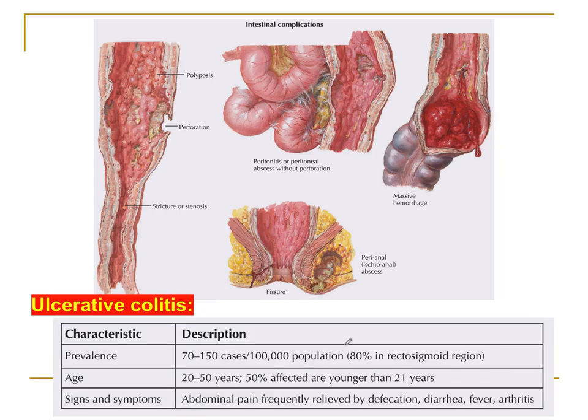And in the age group, you can see 20 to 50 years. Signs and symptoms include arthritis, fever, diarrhea, and abdominal pain, frequently relieved by defecation. In 80% of cases, at the rectosigmoid junction you will mainly find ulcerative colitis.